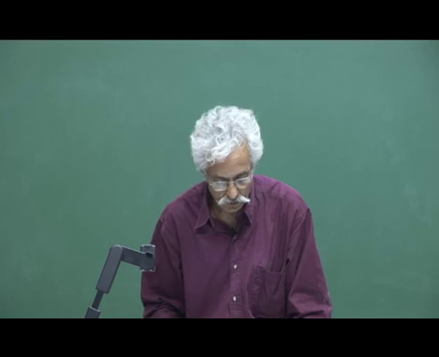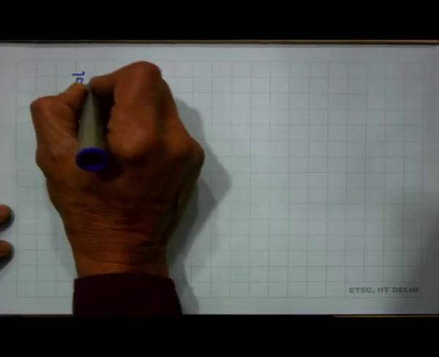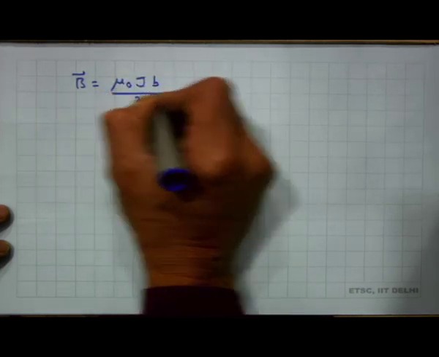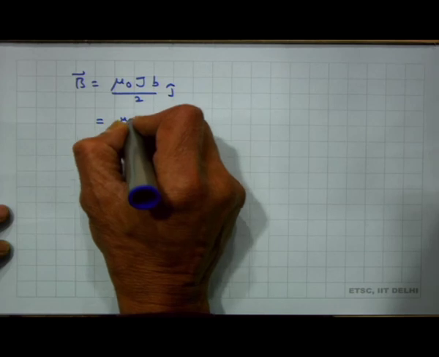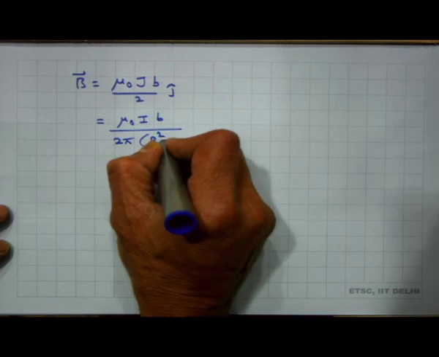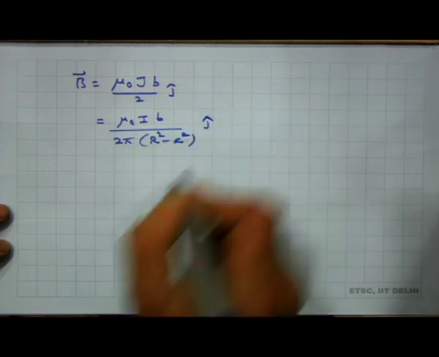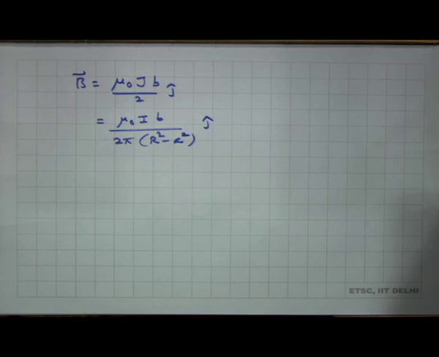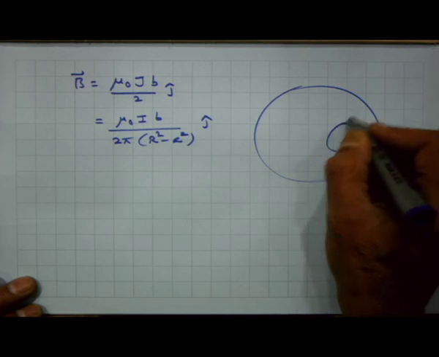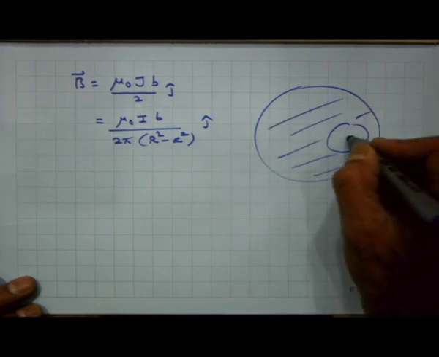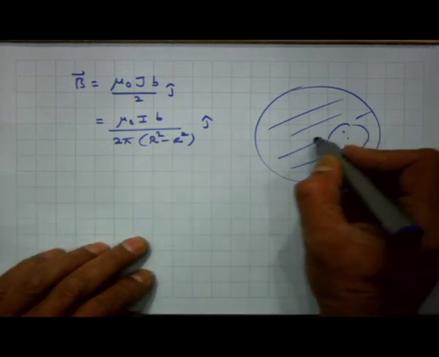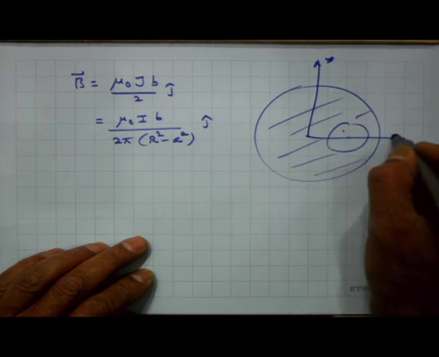So, I get a very interesting expression that B is equal to mu naught j b by 2 j cap, which if I write in terms of current, mu naught I b by 2 pi times r square minus a square, j cap. So, that is the magnetic field produced by the conductor, and there is a hole here and inside the hole. So, the conductor is carrying current like this, that is a hole. So, the magnetic field inside at any point is given by this, and as you can see here it is a constant all along the y direction. So, this y is defined here.